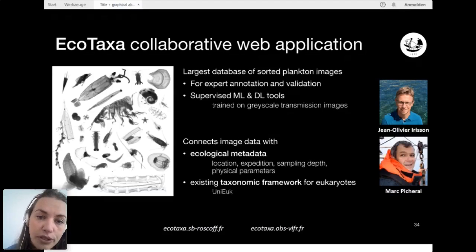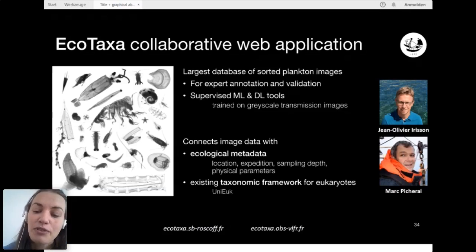What's really important about this platform, this imaging platform, is that it allows us to connect the information that we have from our image data back to ecological metadata, such as information about the sampling or other physical parameters, and also to the taxonomic framework, which is developing in parallel.